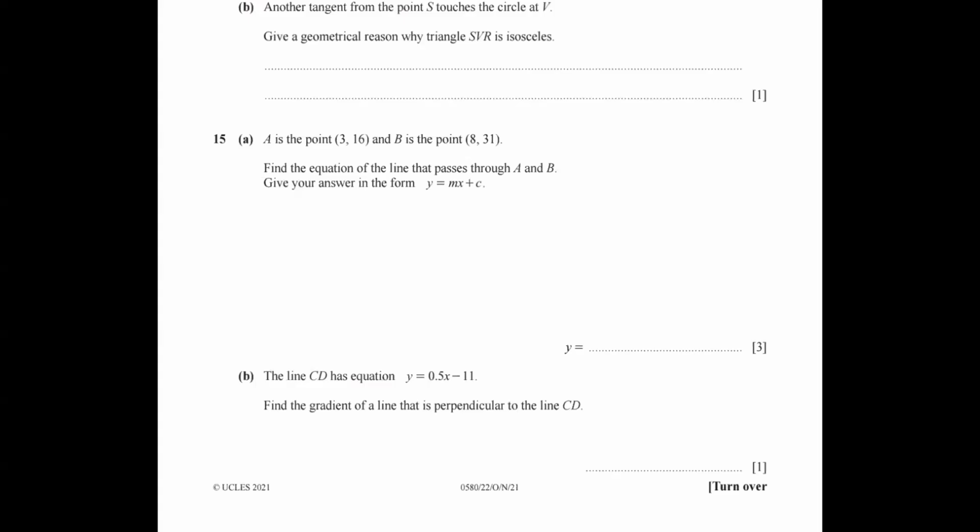So question number 15 now, I'm going to start. Given point A and point B, we need to find the equation of the line. First of all, I find the gradient. The best technique before you start is to label x1, y1, x2, y2. In this way, the chances of mistakes reduce. The formula is y2 minus y1 over x2 minus x1.